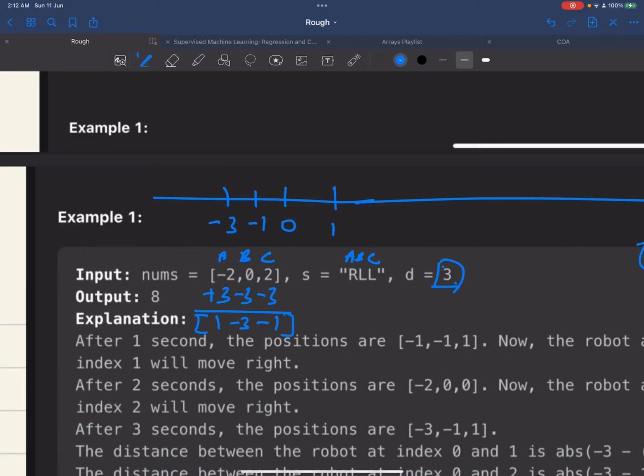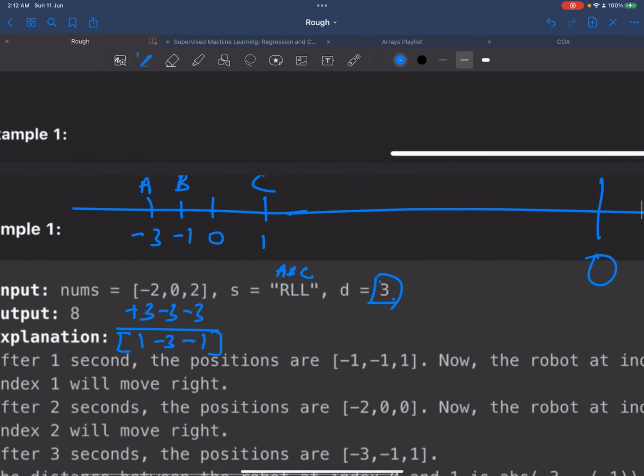So let's name these robots A, B, C. We have to find the distance between all the pairs of A, B, C, and for this we'll move everything with respect to 0. Because we just have to calculate the sum of distances between pairs, moving the reference won't matter. If I move A to 0, then B would be at around 2, because we are adding 3 to every point, and C would be at 4.